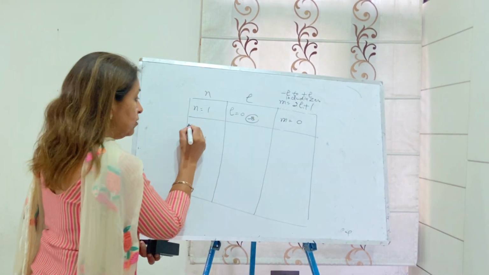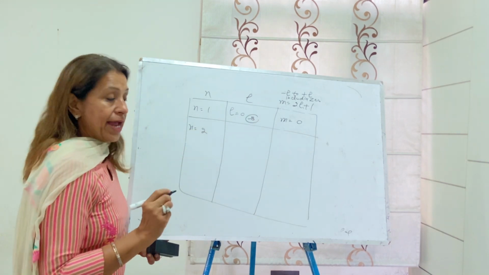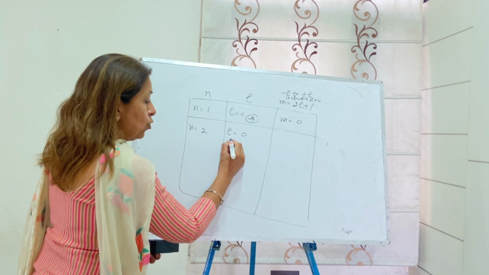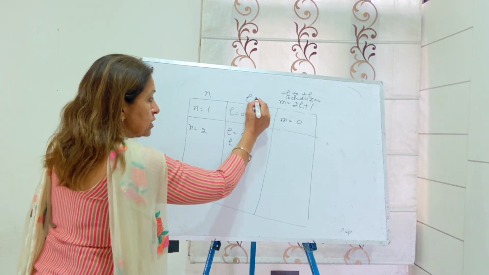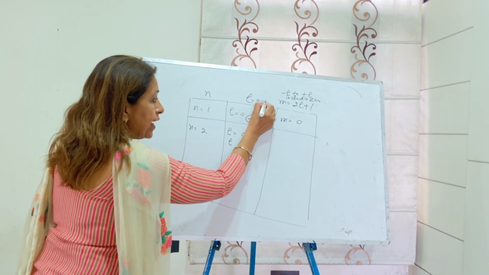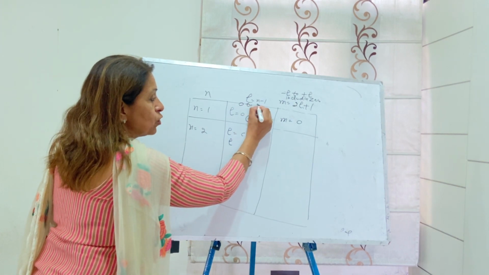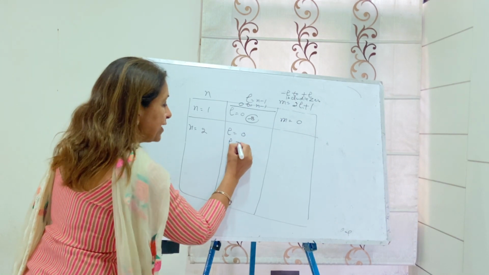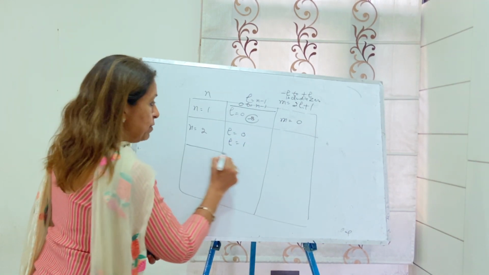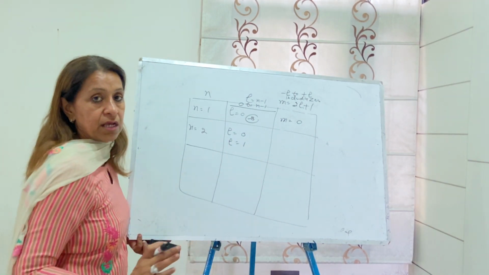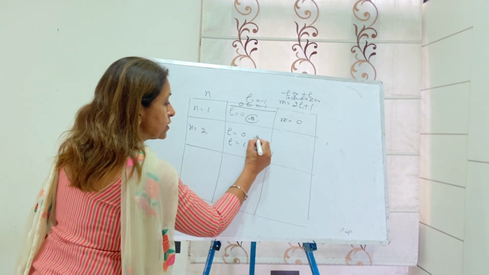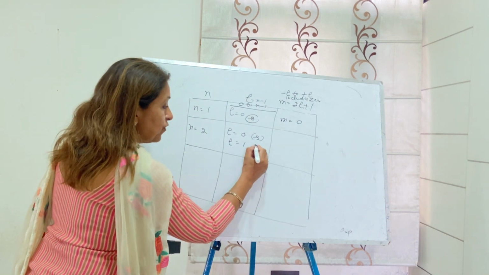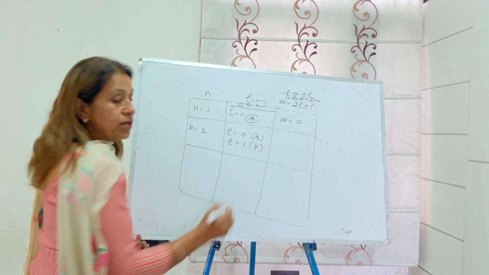Just wait. N is 2. When N is 2, L will also have 2 values. L always starts from 0, and its values vary from 0 to N minus 1, as we discussed. So L is 0 as well as 1. Now it becomes very easy with this example. If L is 0, it's called the s subshell; the electron is present in the s subshell. If L is 1, the electron is present in the p subshell.